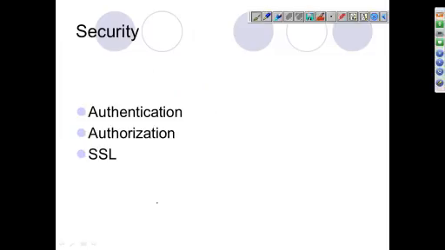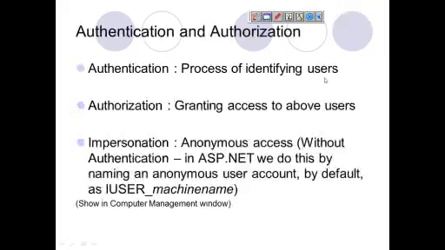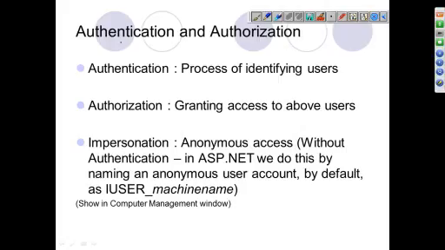Okay, so we are starting with application security. How can we give some security to our application? There are different ways: authentication, authorization, and SSL. We'll discuss them in detail. Start with authentication and authorization. First of all, what is authentication? Authentication is when someone is accessing your application, you identify whether he is the right user or a legitimate user or not.